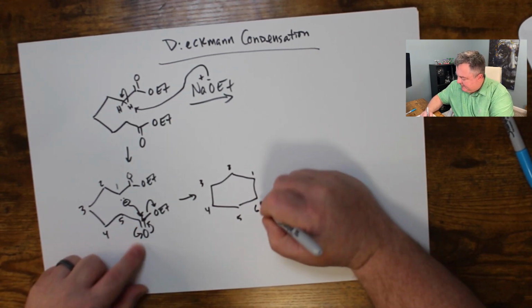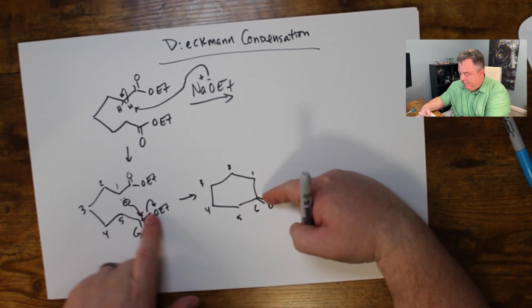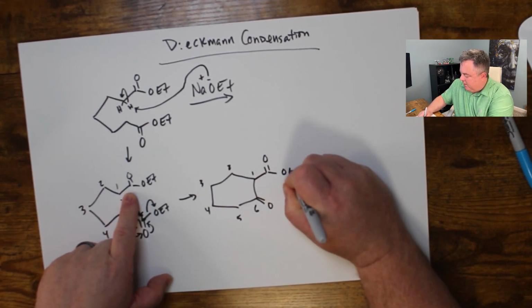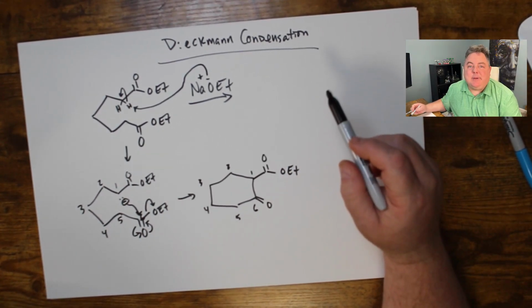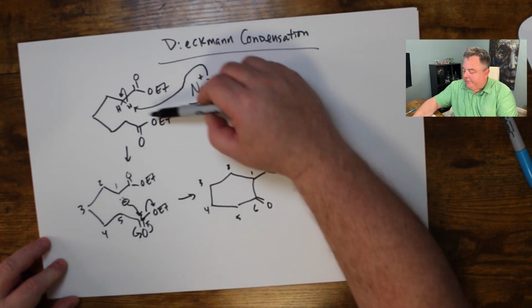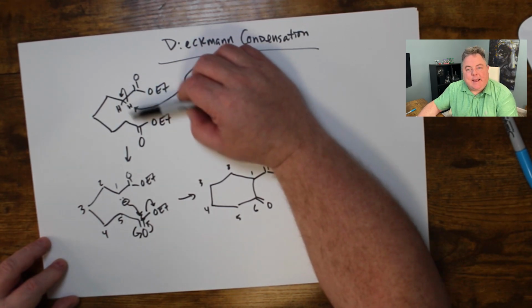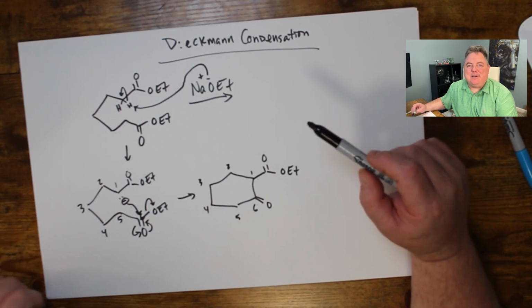So on carbon 6, I have a double bond O, this OEt left. And on carbon 1, I have my carbonyl, OEt. And that would be the final product of a Dieckmann condensation. It's just a Claisen condensation with esters, deprotonate the alpha carbon, and it attacks itself internally to make a ring, the Dieckmann condensation.